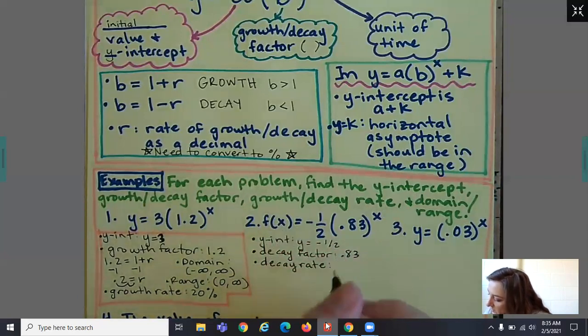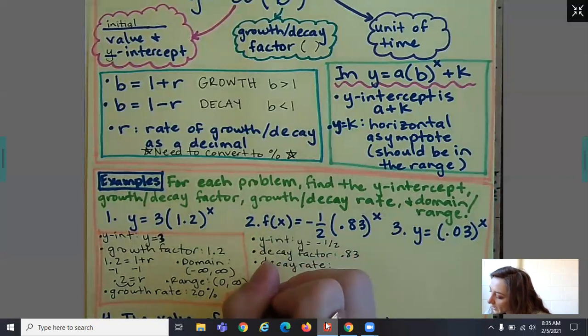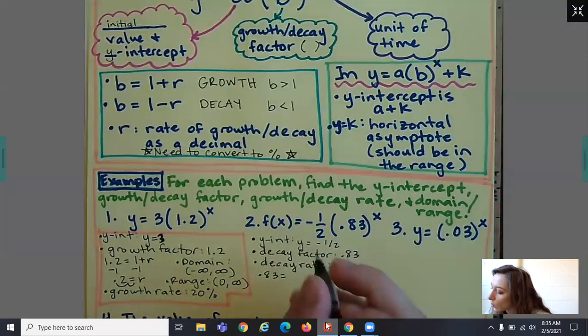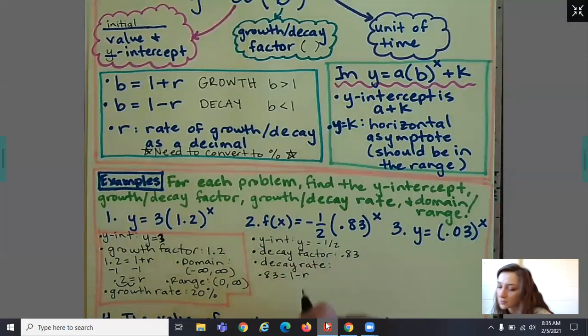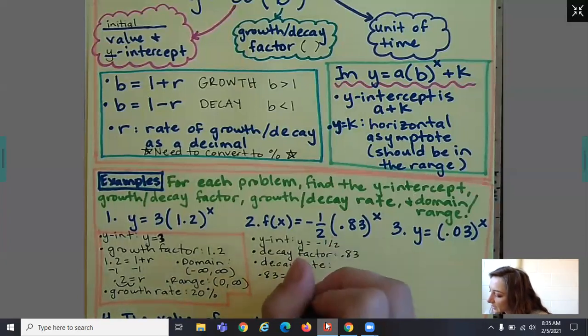And we're going to find this by solving 0.83 equals 1 minus r. So a little bit different than the equation that we were working with before, because now we're working with decay. I'm first going to start by subtracting 1 from both sides, because that's one of the things that it's getting in our way.